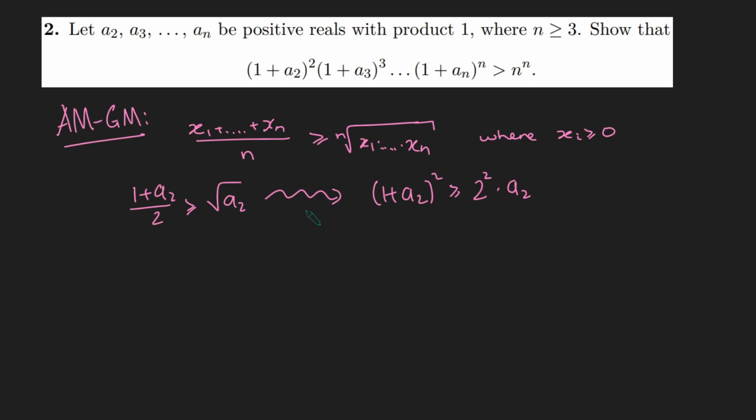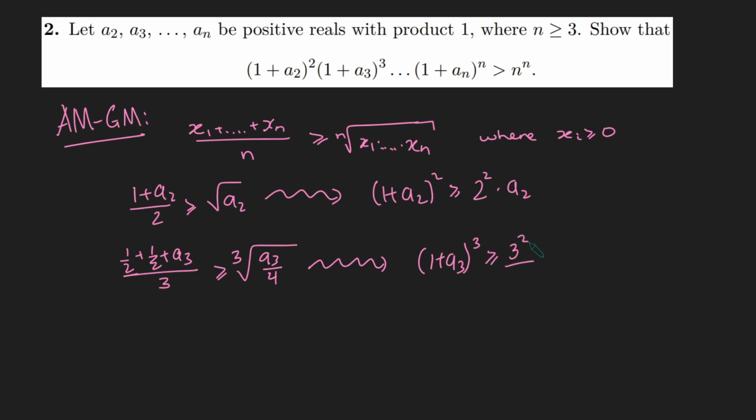I'm going to do something similar with a3 now, but instead of thinking of 1 + a3 as 1 + a3, I'm going to think of it as 1/2 + 1/2 + a3, and then divide it by 3. So this is now the arithmetic mean of 1/2, 1/2 and a3. By the AM-GM inequality, this is going to be bigger than or equal to the cube root of 1/2 times 1/2 times a3, which would just be a3 over 4. If I rearrange and simplify this, I get that (1 + a3)^3 is bigger than or equal to 3^3 over 2^2 times a3.